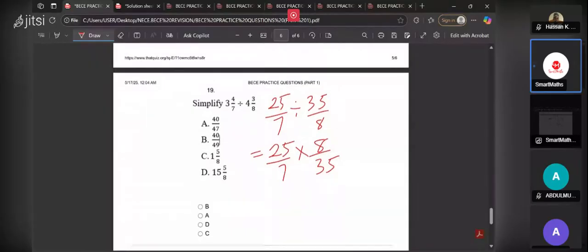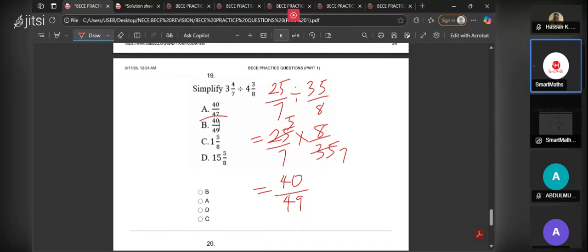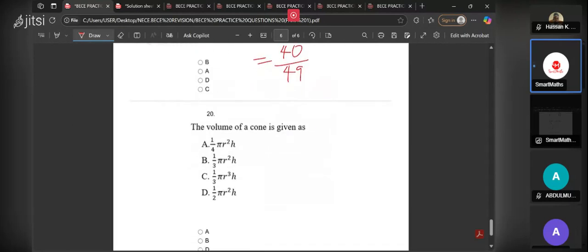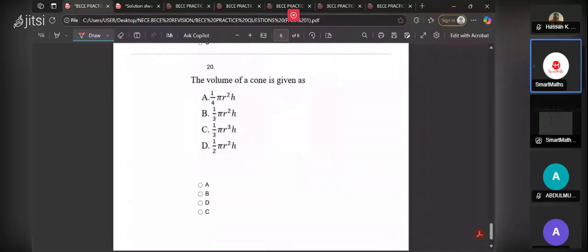Okay, sir. So here now, 5 can go here, that is 5, and 5 can go here, that is 7. So nothing can divide again. 5 times 8 is 40. Then 7 times 7 is what? 49. So the answer is 40 over 49, which is B here. Then the last question we have under this part is the volume of a cone.